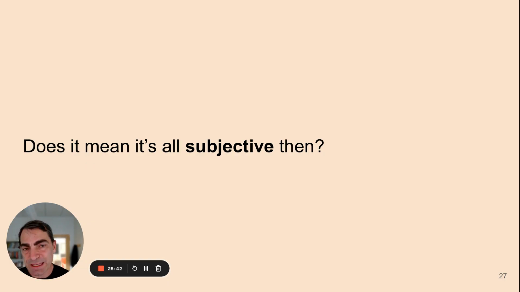So now you may look at this and think, wait a minute. I thought that data was objective, data was the truth, data is evidence. You just showed me that this is maybe not true. Well, does it mean that it's all subjective then? Because you may very well think that now it's exactly the opposite. Data is not really important. Evidence is not really important.